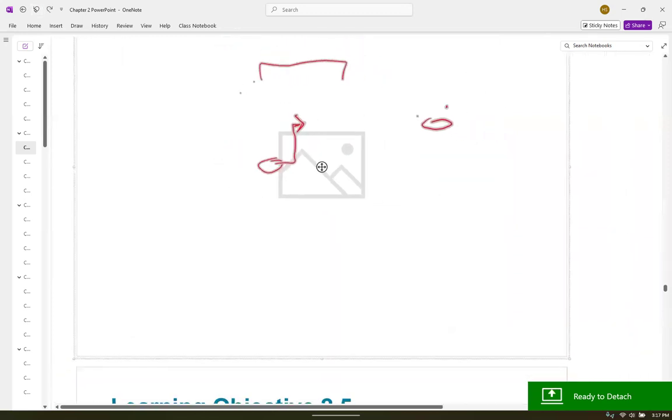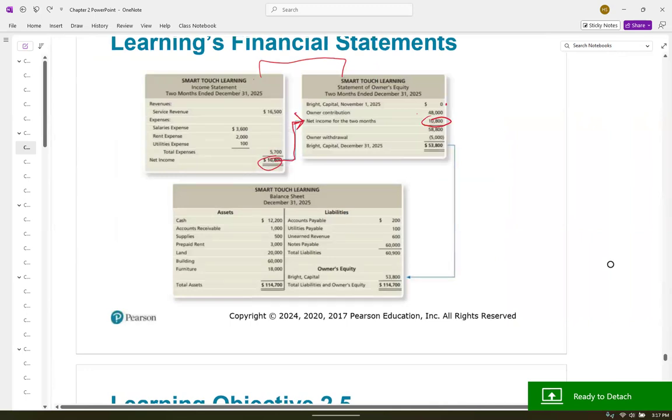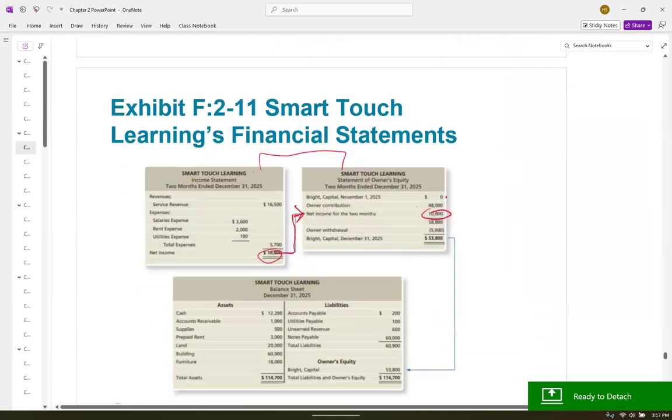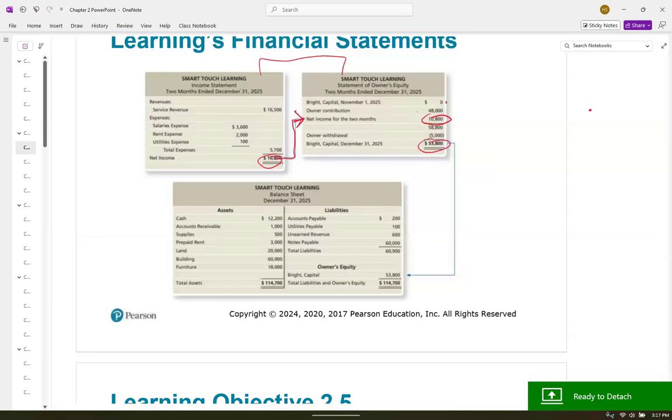Remember that owner's equity number, we're not going to go back up here and grab this number, okay? Because we adjusted owner's equity for net income and the withdrawals. So that 53,800 gets brought down here into the balance sheet. And we are balanced. Yay.